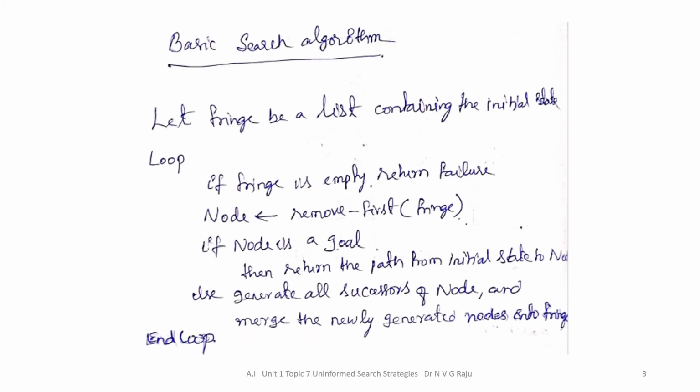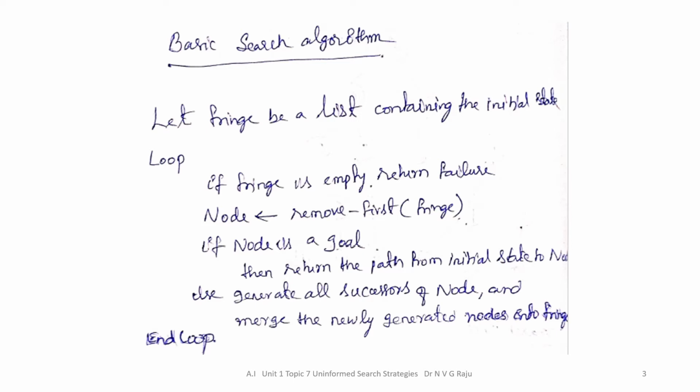Let us discuss the basic search algorithm, which uses the fringe as a data structure. Let us define fringe. A fringe is a data structure that contains nodes that have been generated but not yet expanded. Generally, the fringe uses a queue as a data structure, where it uses FIFO as an operation to find the goal state. Let's start our discussion with the basic search algorithm.